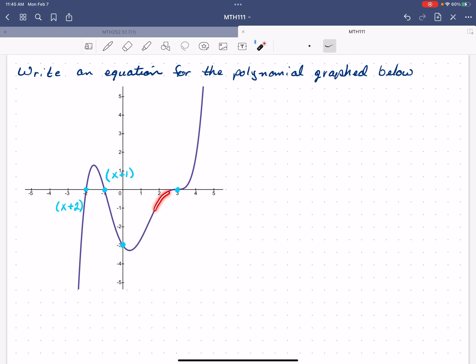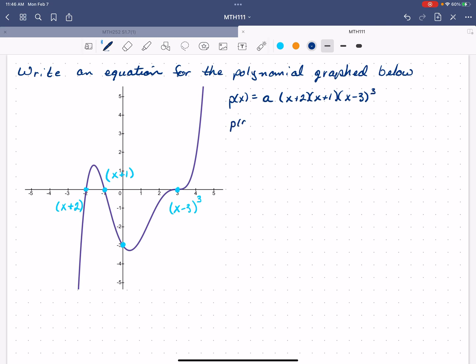Now this guy that goes through here, this looks like a cubic. So the factor that's associated with this 0 has got to have a multiplicity of 3, because it looks like an x to the third. So my function, which I'm just going to name p, is going to be some leading coefficient times x plus 2 times x plus 1 times x minus 3 to the third power.